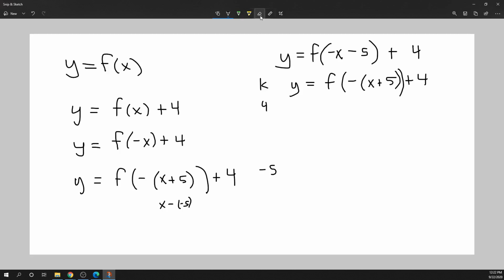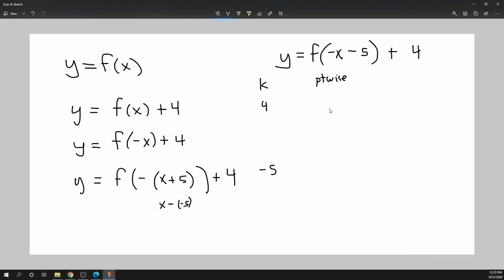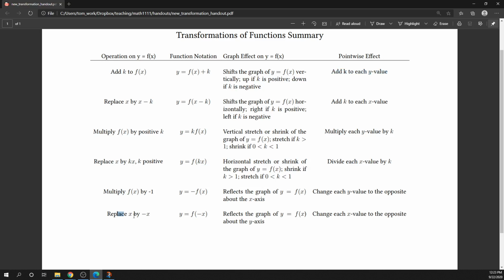Then we need to know the pointwise effect. So I'm going to erase this. And the pointwise effect that we'll need to do for each of these. So for this one, when we add a number to the function itself, the pointwise effect is that we add k to each y value. So add 4 to the y.